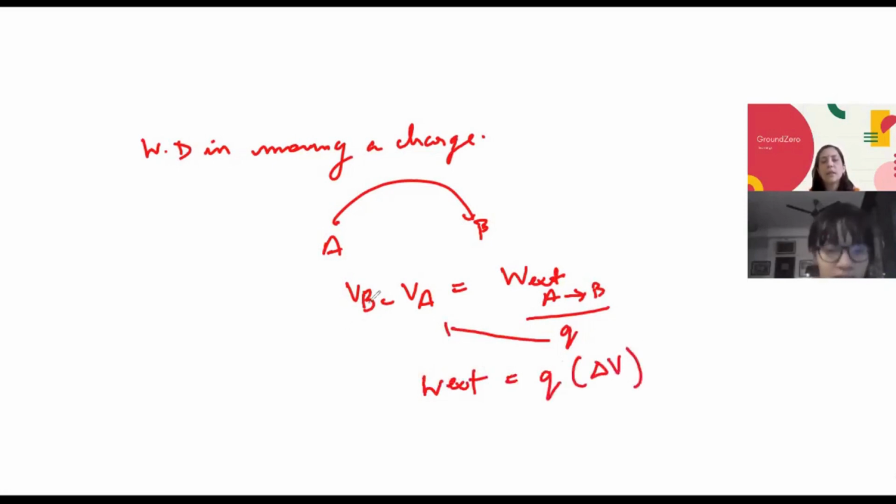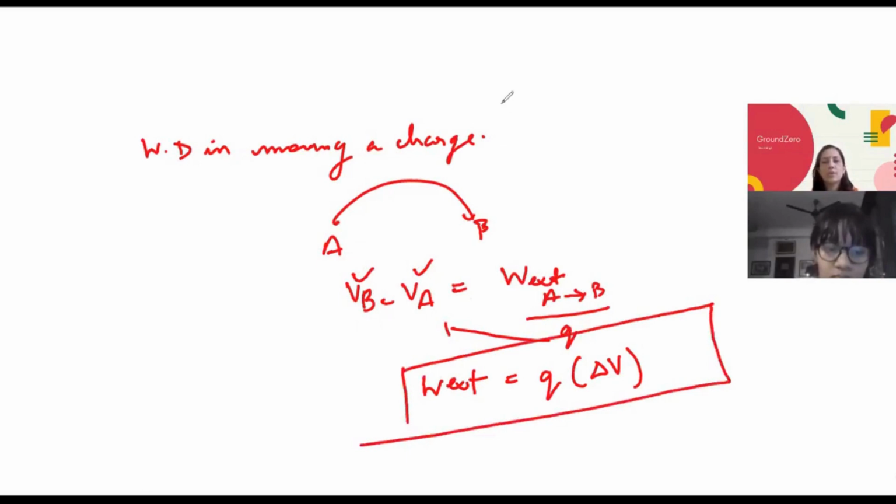What is this delta V? It is the potential at the final position minus the potential at the initial position. That gives you the work done. So this is also a very important expression. Using this, you will be solving some problems.